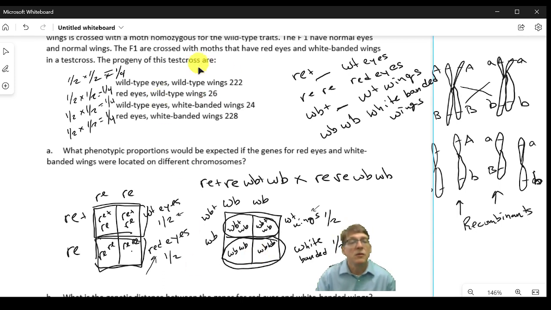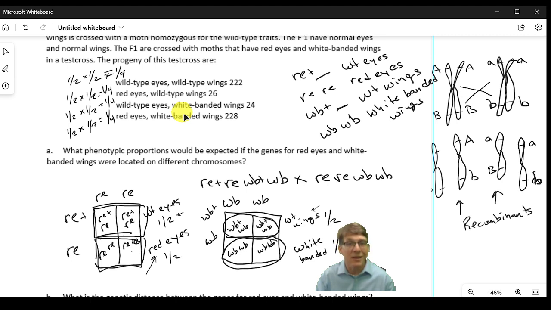So if these were independently assorting alleles, meaning they do not occur on the same chromosome, that they're found on separate chromosomes, then the relative proportions we would expect from this cross is 1/4 of them would be wild-type wings, wild-type eyes. 1/4 of them would be red eyes with wild-type wings. 1/4 of them would be wild-type eyes with white-banded wings. And 1/4 of them would be red eyes with white-banded wings.